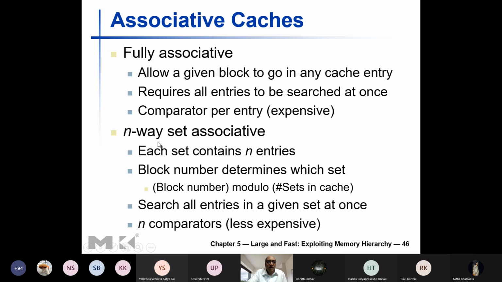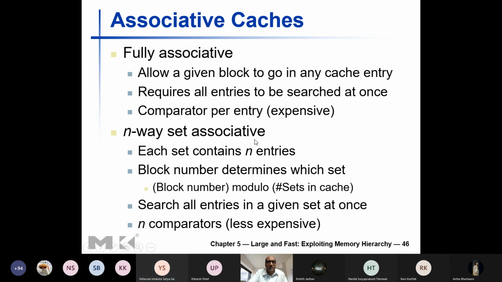Then the other alternative is here. These two are extremes: direct-mapped cache and fully associative cache. Direct-mapped cache is very restrictive, very stringent, whereas in a fully associative cache there is no restriction at all. And the other one, which is in between, is known as n-way set associative.